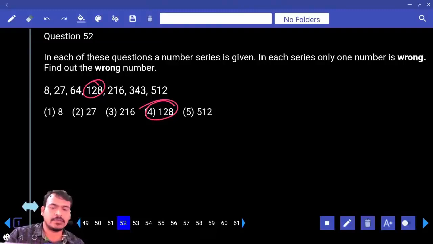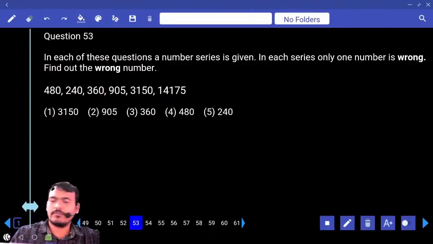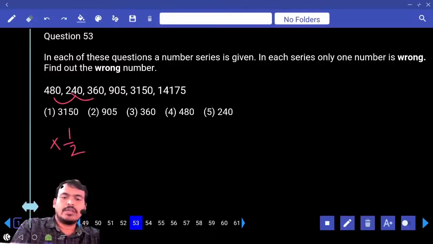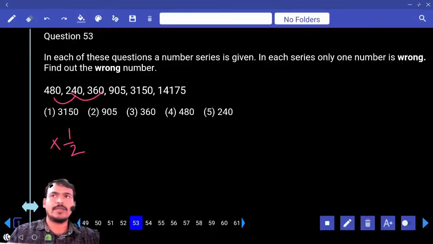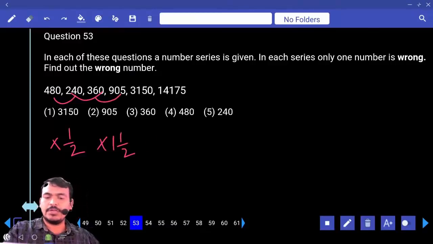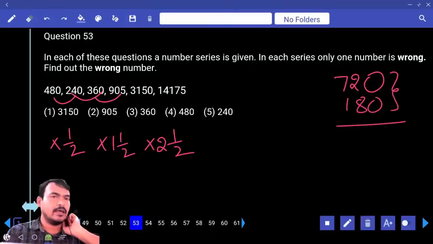Next, question number 53. Which one is the wrong number? 128. Next, 53. What is half of 480? 240. Means into half. Next, 240, 360. One time value plus half time value, nothing but into 1.5. Next, 360, into half into 1.5 means into 2.5. 360 into 2 times is 720. Half of 360 is 180. Total it is 900.